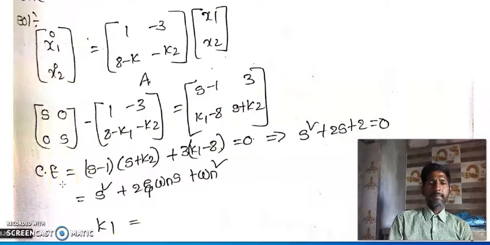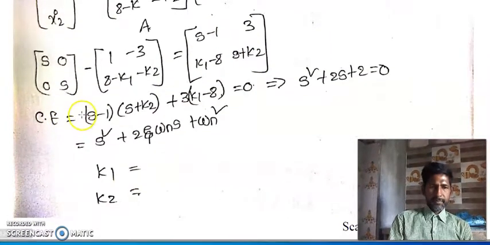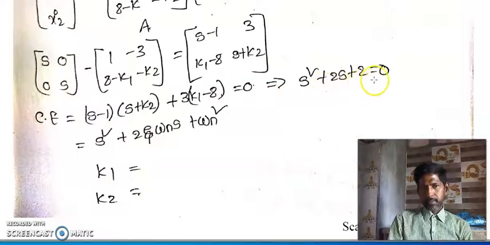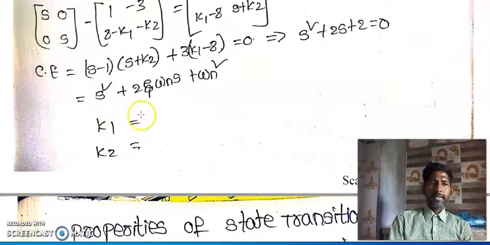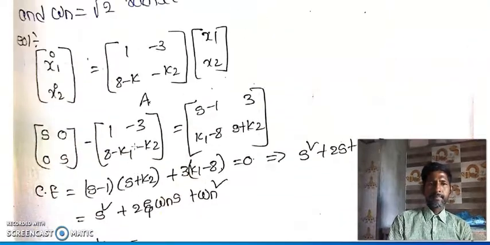The characteristic equation is (s minus 1)(s plus k2) plus 3(k1 minus 8) equal to 0. Find the determinant of this. Compare this with the standard second order system equation, and then we will get k1 and k2. Here we have k2, here we have k1.